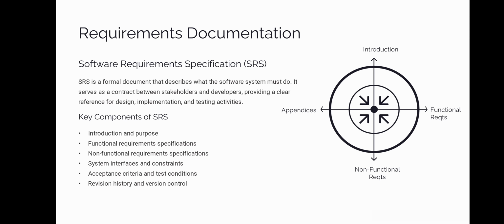The result of our work is documented in the Software Requirement Specification or SRS. This is the formal contract for the project. It details the purpose, functional specs, performance constraints, and acceptance criteria. If a feature isn't in the SRS, it shouldn't be in the final build.